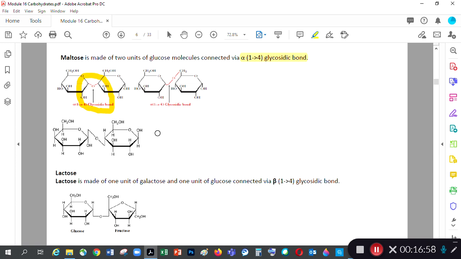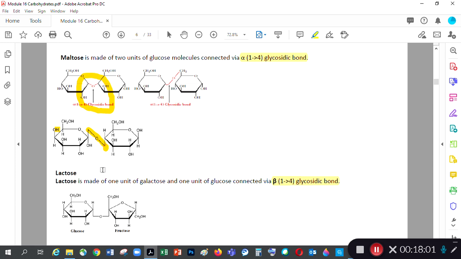Now, lactose, again, it's 1,4, correct? And if you look at this, lactose is a little bit different. Look at this lactose here. Lactose is made of 1 unit of galactose and 1 unit of glucose connected via a beta 1,4 glycosidic bond. So this is a little bit different. If you look at this, the OH is up, that's galactose, and here the OH is down at number 4. Here the OH is down, that's glucose. Correct? So they are connected, galactose with glucose, going down like this. So this is a beta 1,4 glycosidic bond, and therefore this is called lactose.